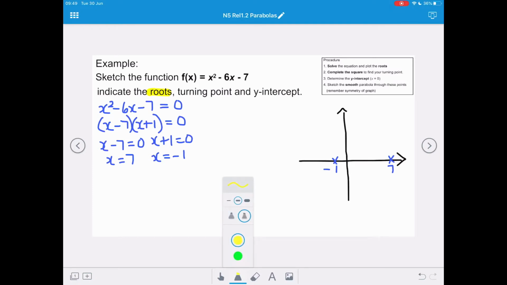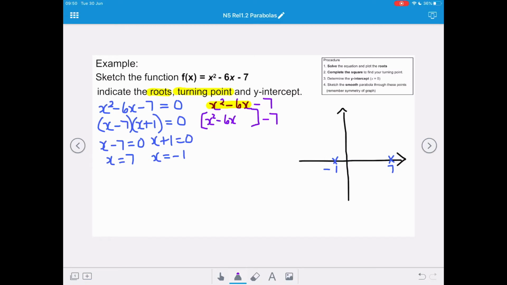Now we want to complete the square to find the turning point. So we're going to put our x squared minus 6x minus 7 in the format (x plus a) all squared plus b. So we need to separate the x squared minus 6x from the minus 7. So we're going to put that x squared minus 6x into a bracket, and we're going to leave the minus 7 outside.